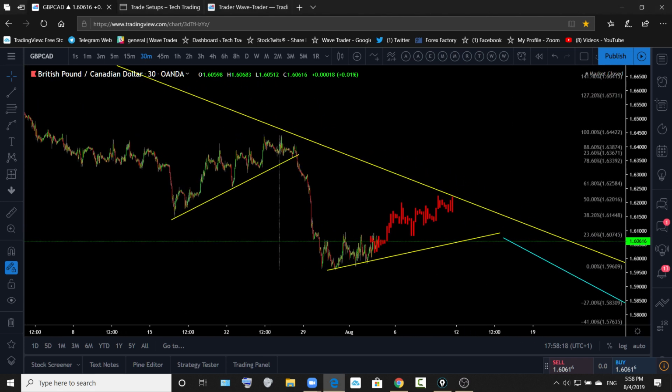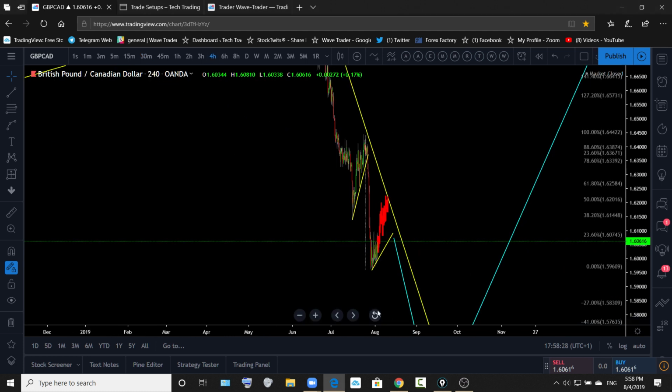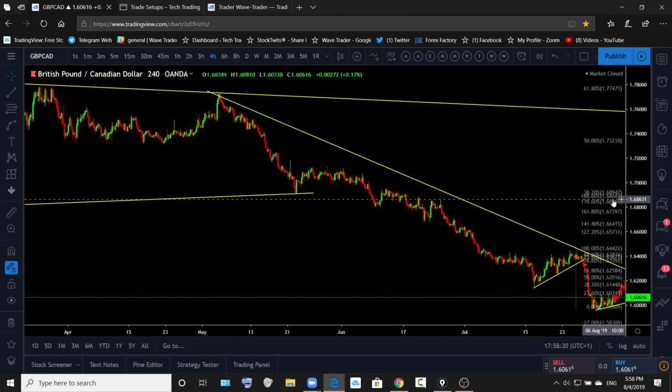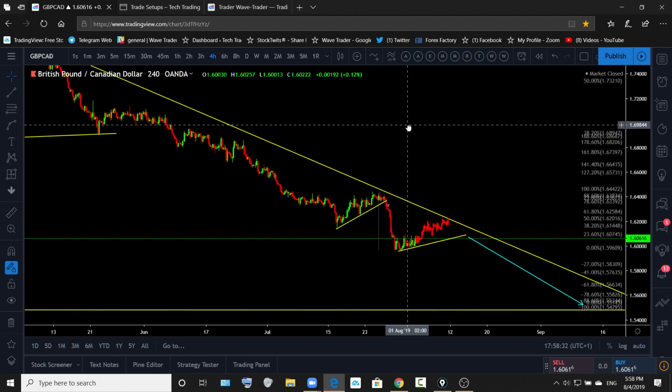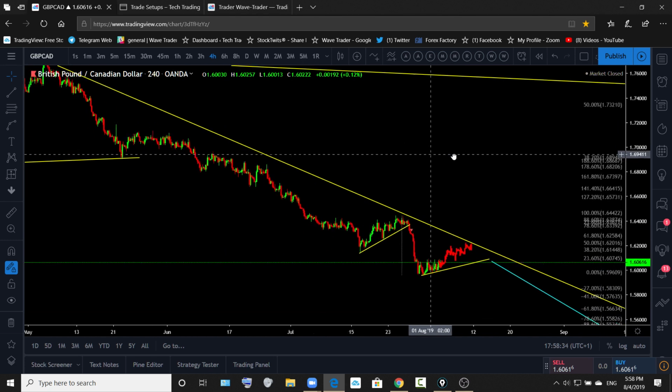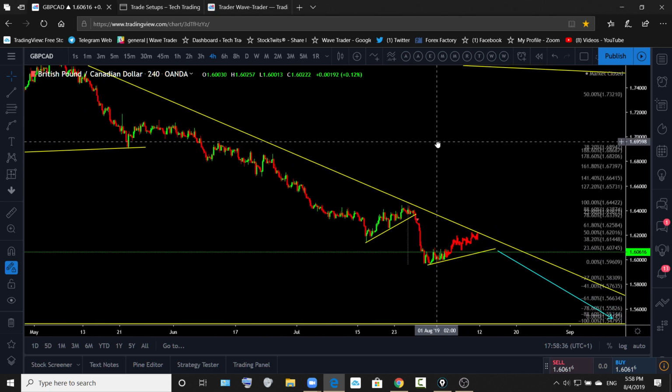Any sharp move for upside on the pound pairs will invalidate the continuation to the downside. Make sure you are clear on that. Any aggressive sharp move for upside on the pound pairs will invalidate the one more drop to the downside. So far we are not having that. We're having a correction and it just continues to go lower.